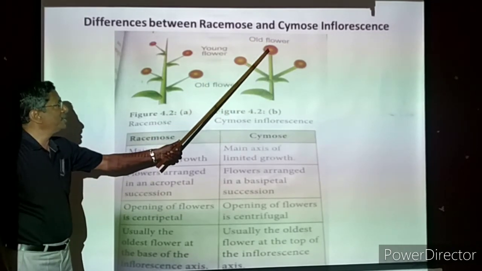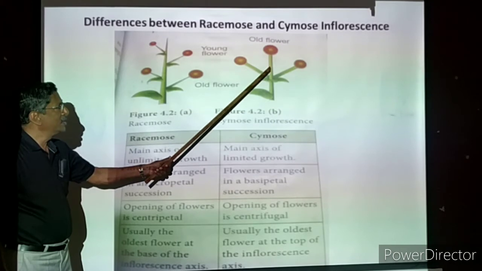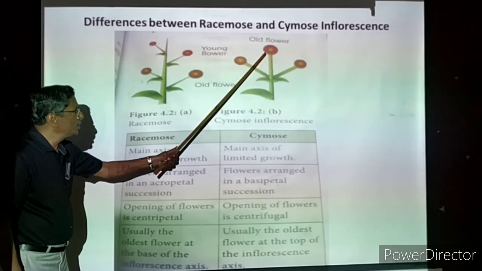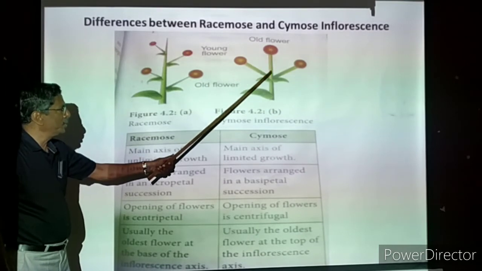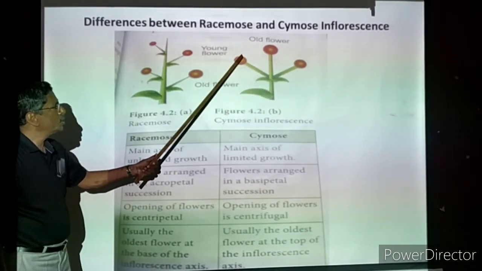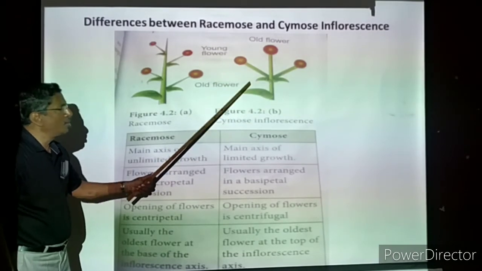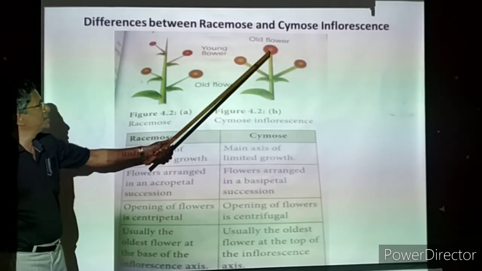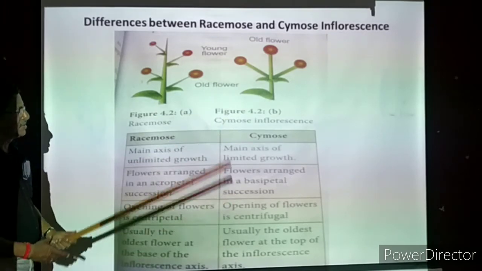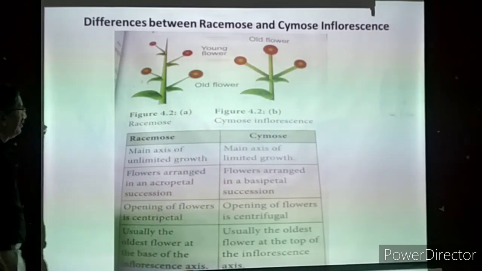Now, once the flower is formed, the other flowers are present or growing below the first formed flower, below here, anywhere. Even 2 more flowers may be present on this side, like that. So, the other flowers which are formed will be younger flowers. This is the old flower. The next flowers are called young flowers. This is called cymose inflorescence.